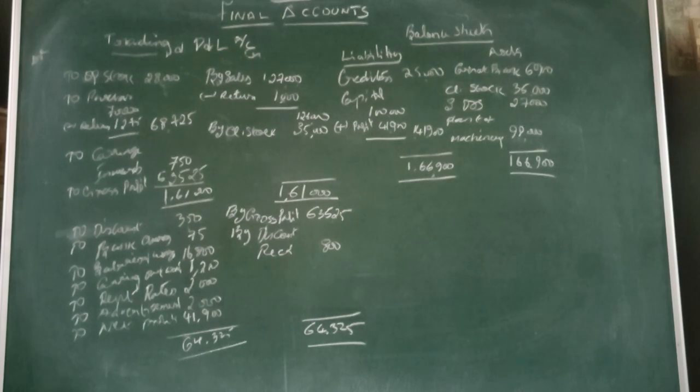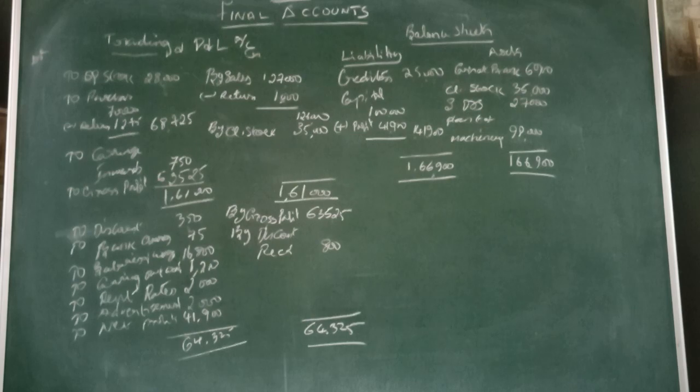Then return inward and outward. Return inward refers to sales return. The amount of return outwards is named purchases returns. Okay, so accordingly we have to write: purchases return should be deducted from purchases, and sales return should be deducted from sales.